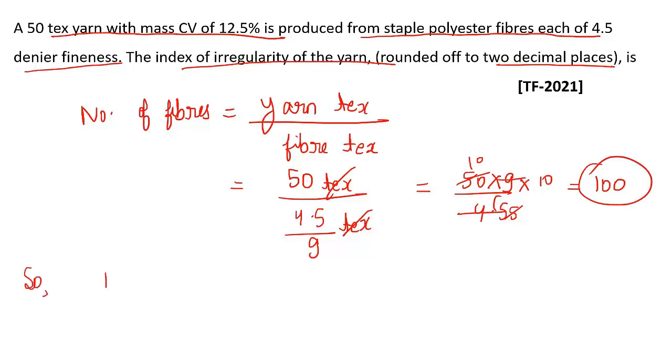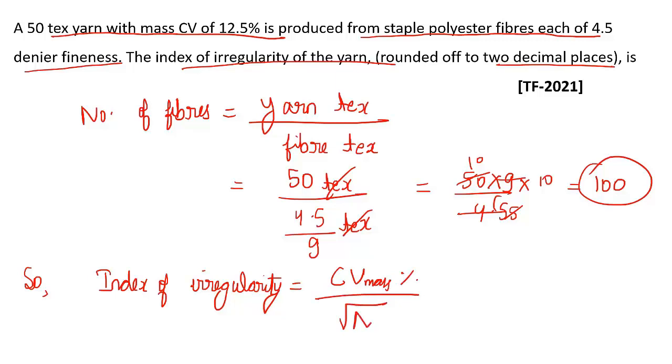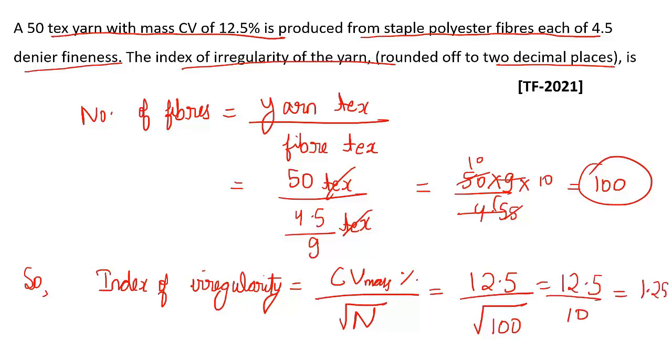So the index of irregularity is CV mass percent upon under root of n. Under root of n is the number of fibers. CV mass percent is given as 12.5, and under root of 100 is 10, so 12.5 upon 10 will come out to be 1.25, and you have to write it in two decimal places only. So the correct answer is 1.25.